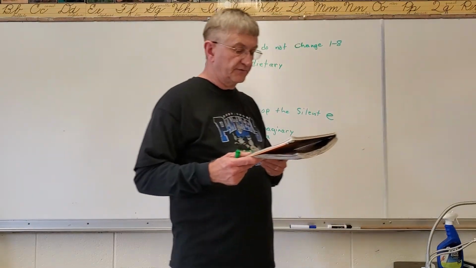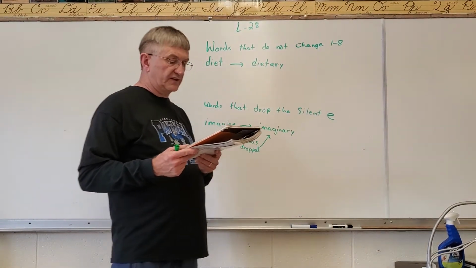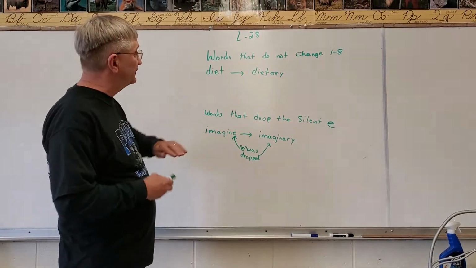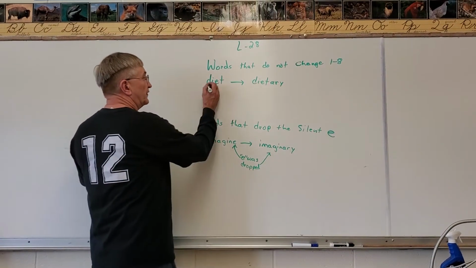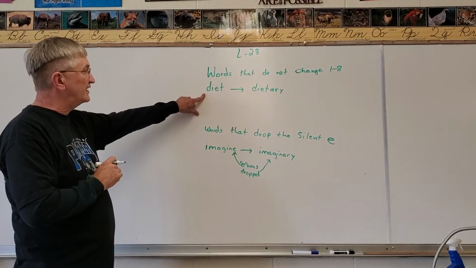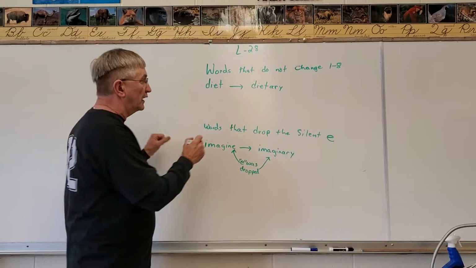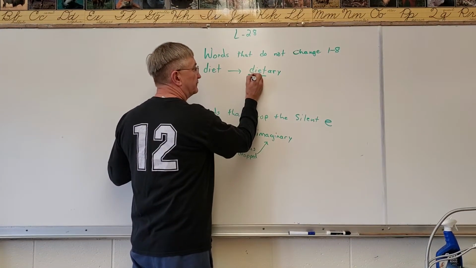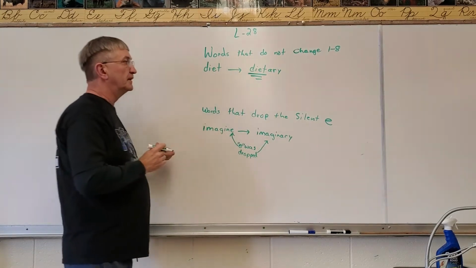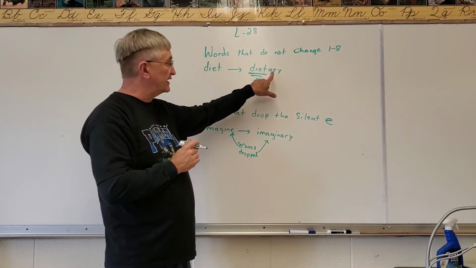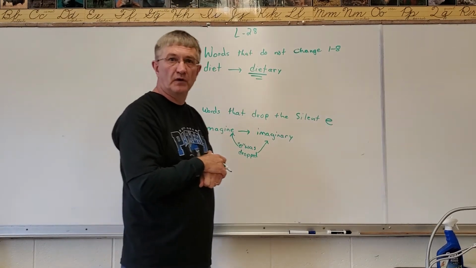So let's take a look at the first one. It says 1 through 8, words that do not change. For example, the first example I'm giving you is the word diet. Now, if I change diet to dietary, if you notice, the base word, the root word, is still the same. All I did is add the suffix to it, which means adding something to the end of the word.